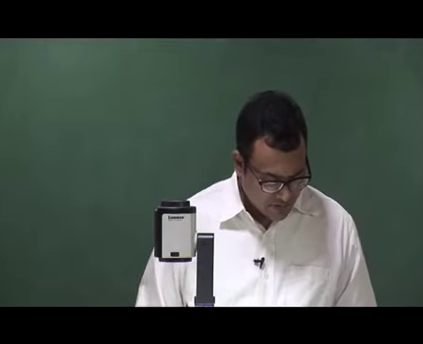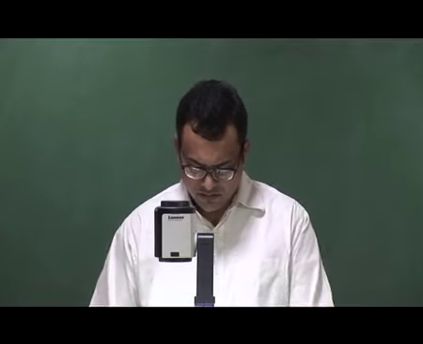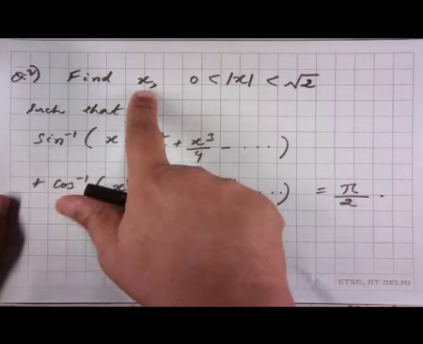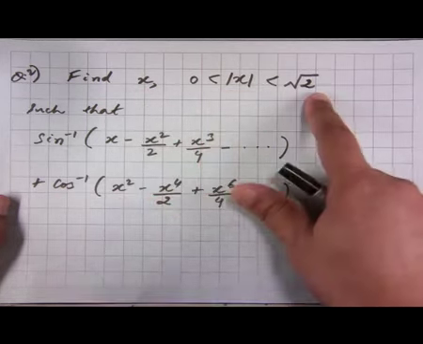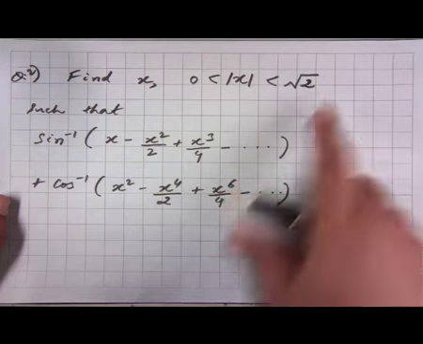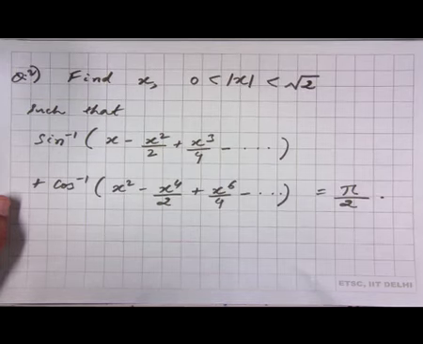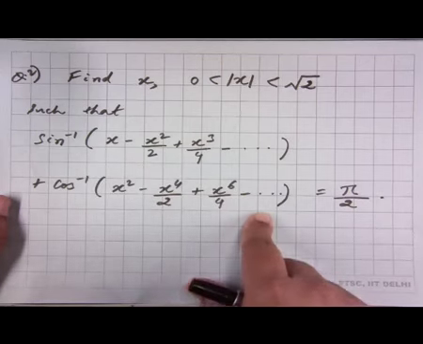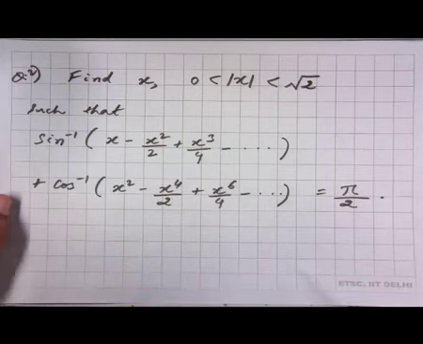Let us take one last problem before we conclude this lecture. So, here, we have to find a value of x such that mod of x is between 0 and square root of 2, and that x satisfies this trigonometric equation. Before we proceed further, we see that there are two infinite series. So, we need to simplify them, and then maybe we can go further.